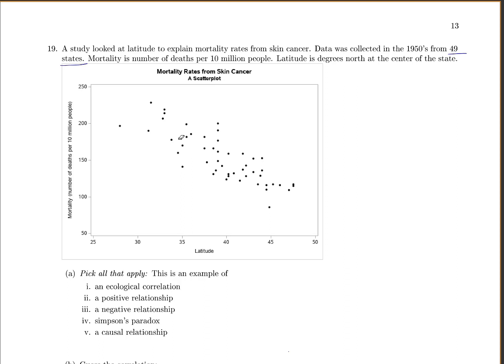Okay, let's see. So A says pick all that apply. This is an example of. Now, before you look at these, I usually like to try and figure out what my answers would be before I look. Okay. First of all, it looks like this would be a negative association. Okay, it's a negative slope, a negative correlation, a negative association. Whichever of those she wants to put on there, it's a negative something. Okay, so it looks like our choice here was negative relationship. You could also say negative slope, negative correlation.